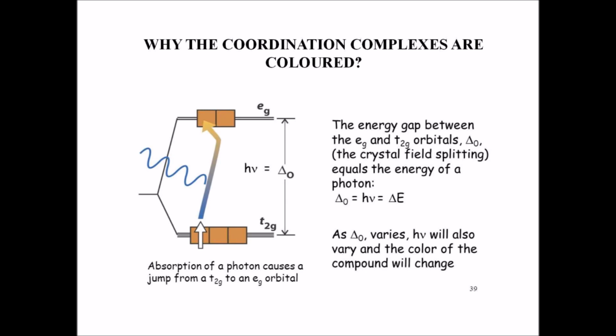The energy gap between the eg and the t2g orbitals is the crystal field splitting energy, that is the energy equal to the energy of a photon. Delta O is equal to h nu, that is equal to delta E, that is equal to hc by lambda. As delta O varies, h nu will also vary and the color of the compound will also change.